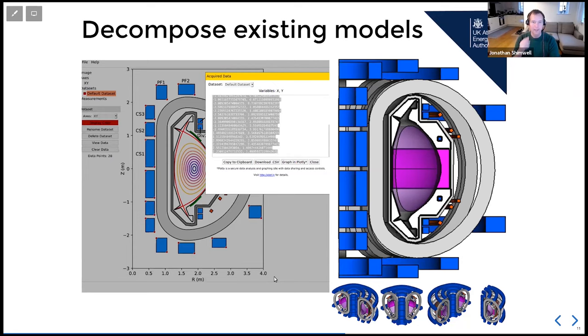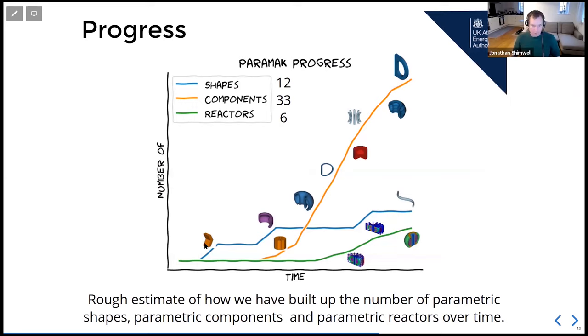This is our development, how we've ramped up the process. So we started off by making parametric shapes, that's the underlying core, and then we ramped up the production of components that rely on those shapes. And then we're ramping up the construction of parametric reactors. And I expect all of these will increase.